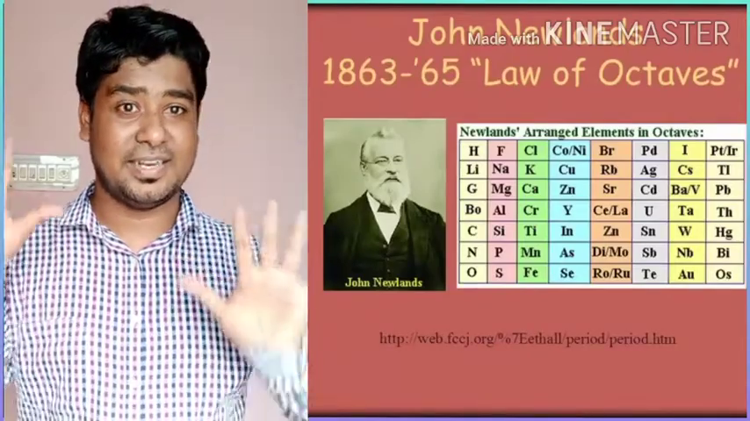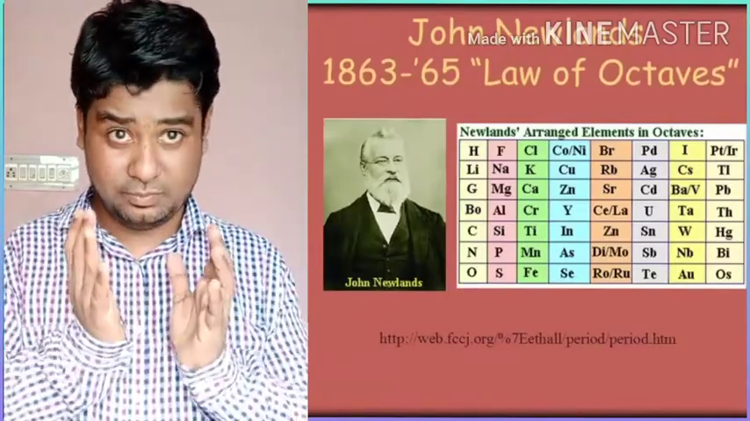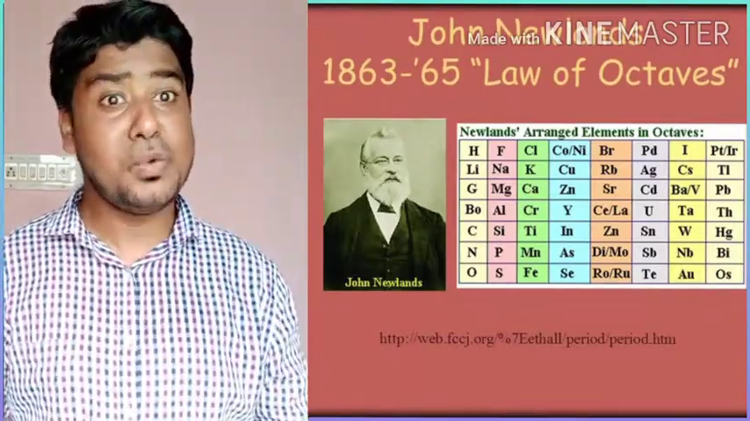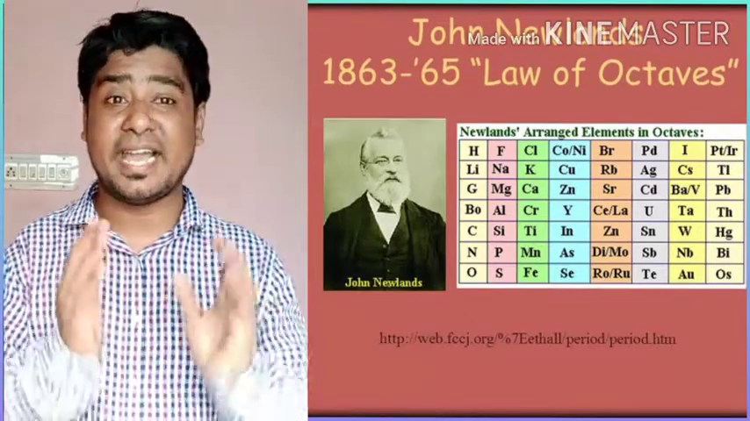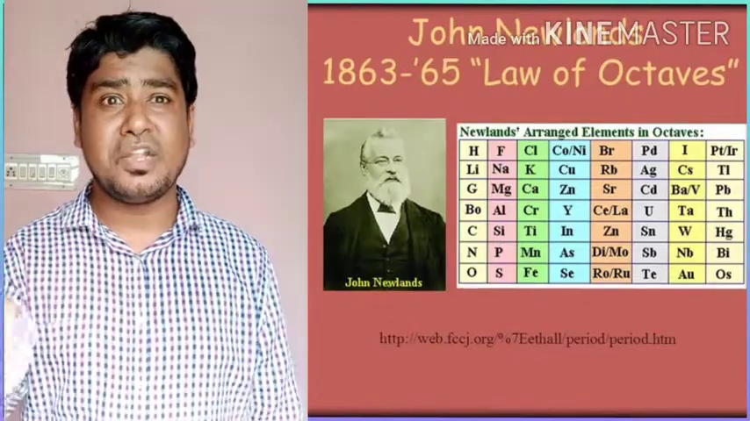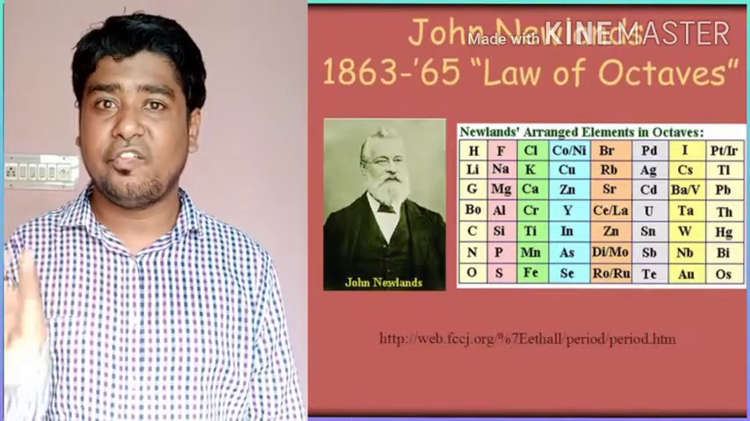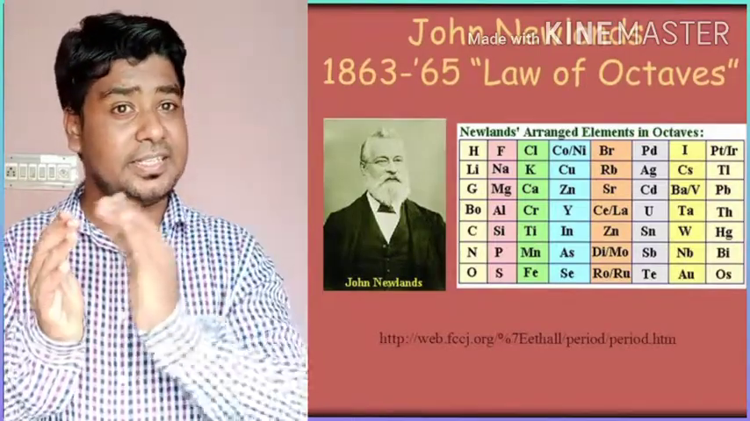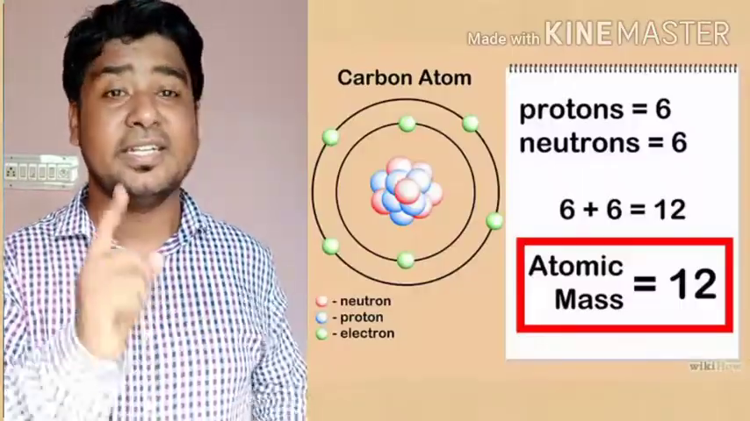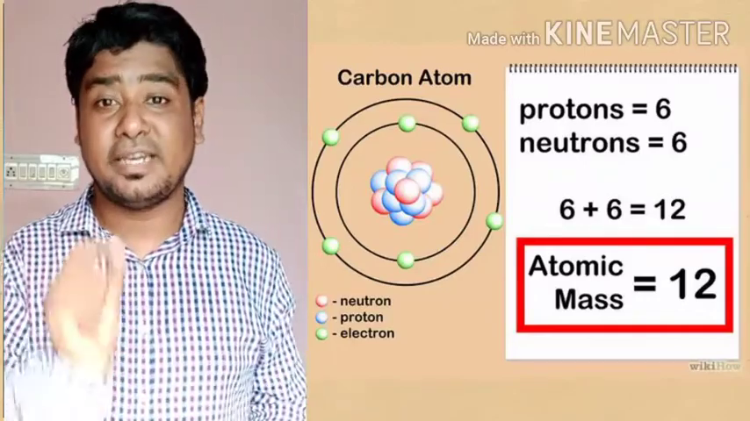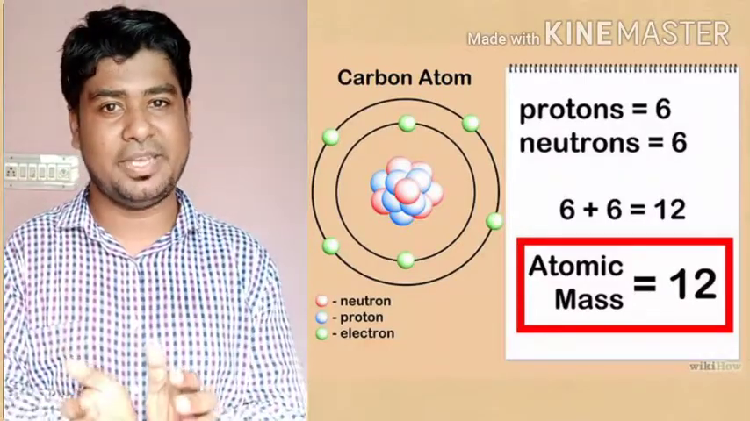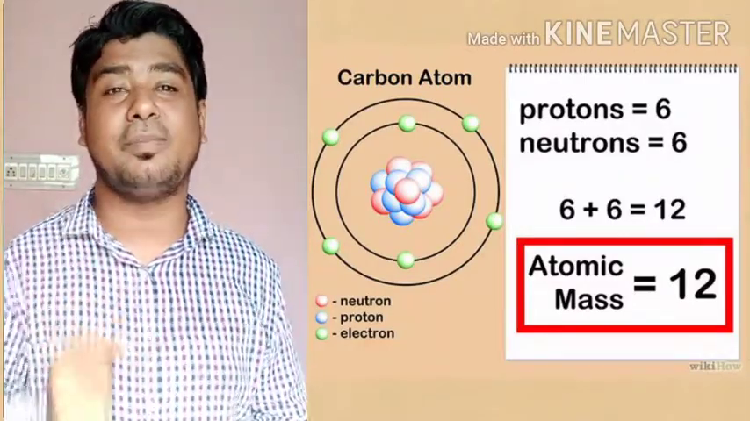Octa means 8. Dobereiner grouped into 3 elements. Now Newland came up with a group of 8 elements. So he stated Newland's Law of Octaves. What does it say? The Law of Octaves says that when we arrange the elements in increasing order of their atomic mass. What is atomic mass? You studied in 9th standard. For your information, remember, atomic mass is the total number of protons plus neutrons. Okay, protons plus neutrons together is known as atomic mass.